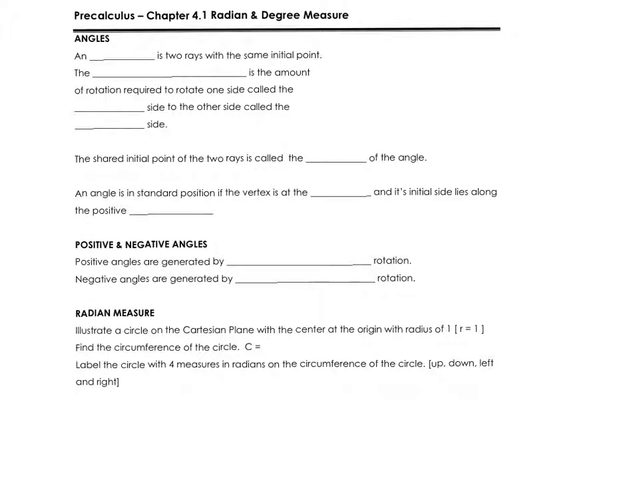In Chapter 4.1, we're going to be looking at radian and degree measure. An angle is two rays with the same initial point. The measure of an angle is the amount of rotation required to rotate one side, called the initial side, to the other side, called the terminal side. The initial shared point of the two rays is called the vertex of the angle.